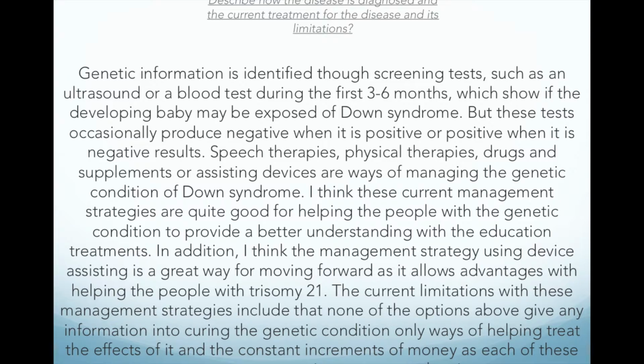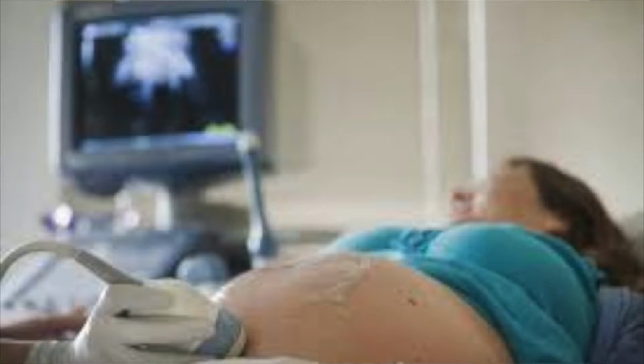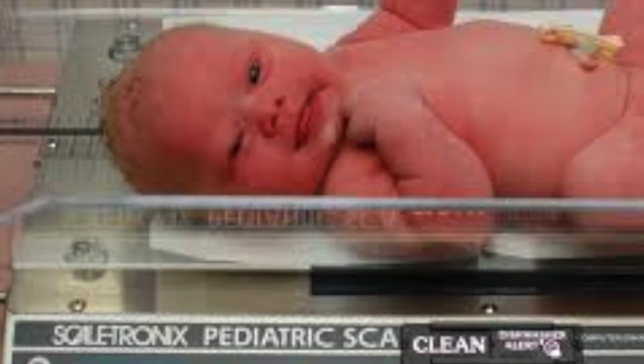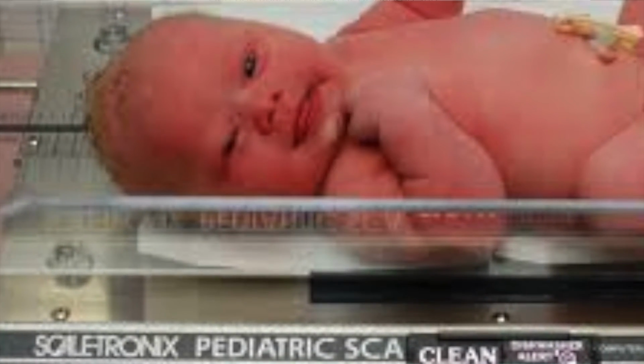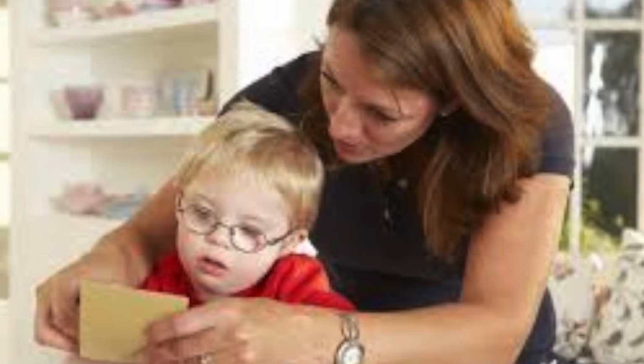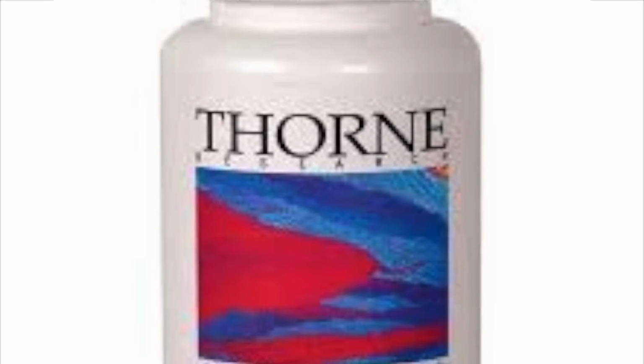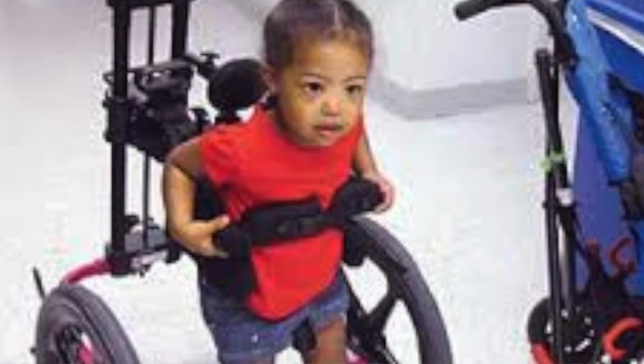Genetic information is identified through screening tests such as an ultrasound or blood test during the first 3 to 6 months. This shows if the developing baby may be exposed to Down syndrome. But these tests occasionally produce a negative result when it is positive, or a positive result when it is negative. Speech therapies, physical therapies, drugs, supplements, or assisting devices are ways of managing the genetic condition of Down syndrome.